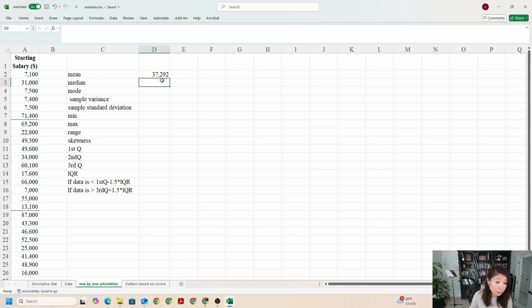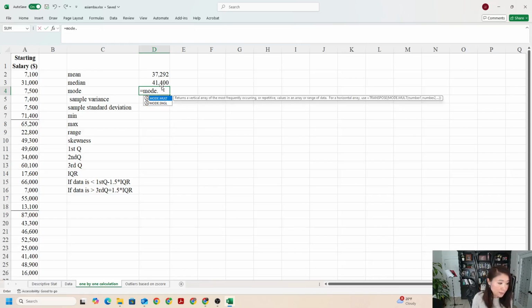That is $37,292. The second is called the median, and we type the whole word: equals MEDIAN, in the parentheses select the data set from A2 to A26. If you are thinking I'm going a little bit too fast, when you're watching this video you can slow down by using the icon on the gear. Okay, so the median for this data set, the starting salary variable, is 41,400.